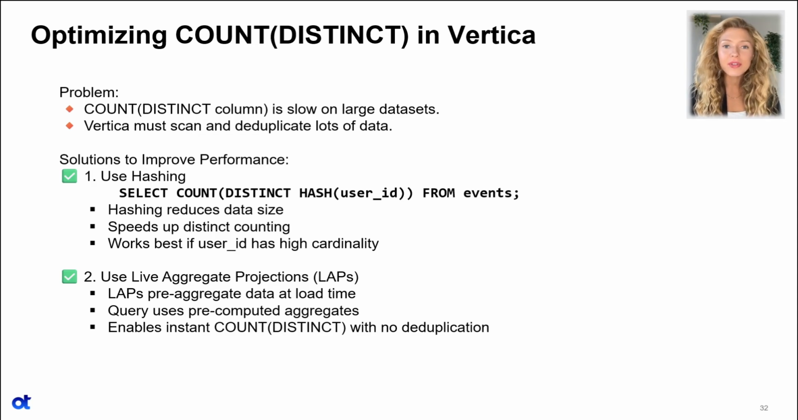To speed it up, you have two main options. First, you can hash the group by column before counting distinct values. This reduces the complexity by transforming large values into fixed size hashes, making deduplication faster.